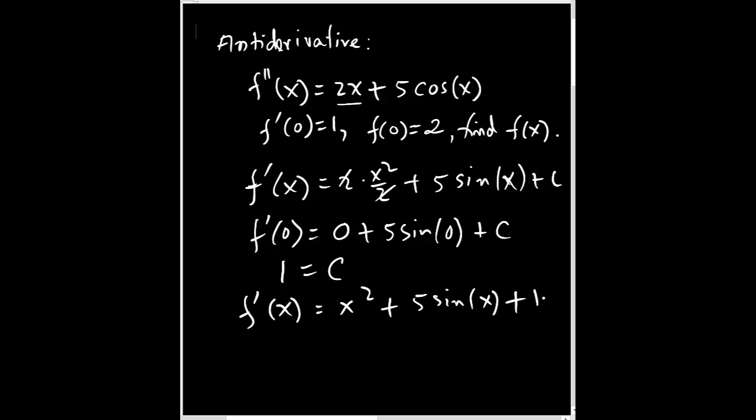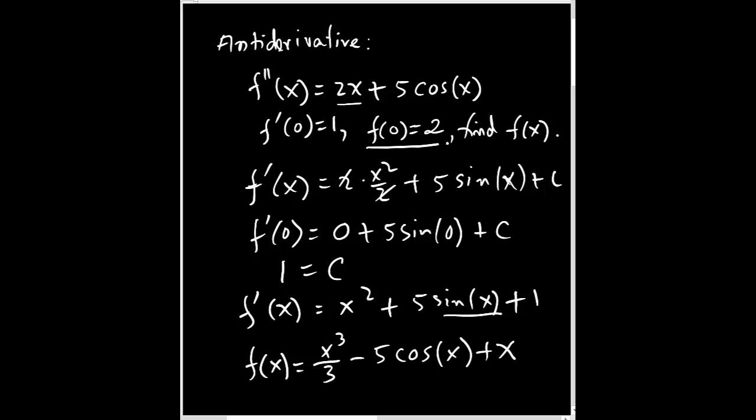Now if we take the antiderivative one more time, then we go to the function f of x. The antiderivative of this one will be x to the 3 over 3. The antiderivative of sine will be negative cosine x, and the antiderivative of 1 will be x. Now use the last condition we have, f(0) is 2. So when I replace x by 0, f(0) will be 2, you can replace here by 2.